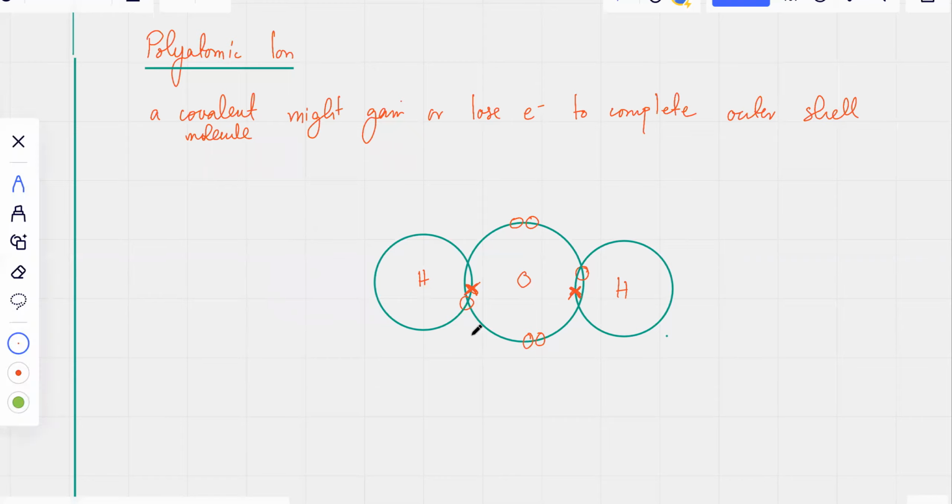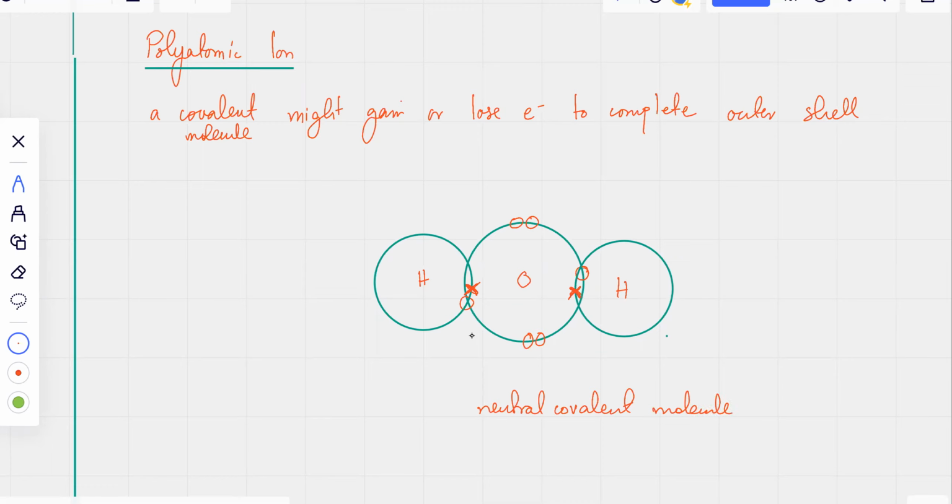Achha, so this is a neutral covalent molecule because no one gained electrons, no one lost electrons. They ended up sharing electrons, right? So it's a neutral covalent molecule. This is not an ion.